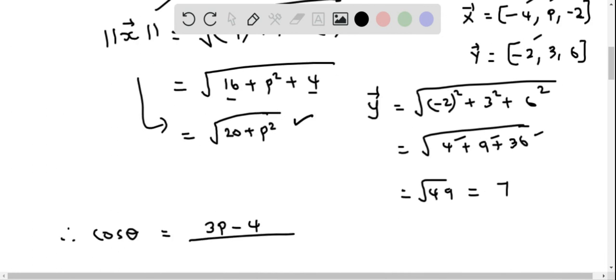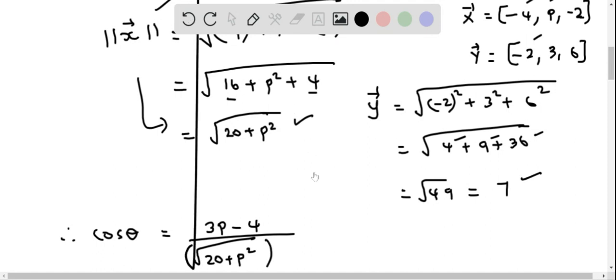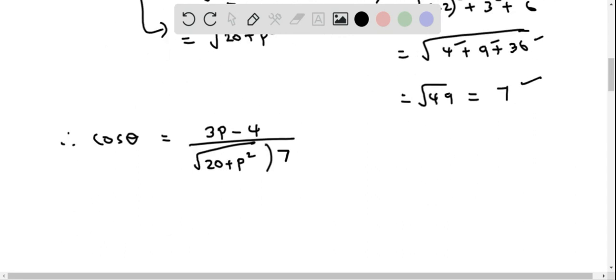The magnitude of x vector is square root of 20 plus p squared, and the magnitude of y vector is 7. So this must be multiplied, sorry for that, this must be multiplied with the 7, or else we can write this as (3p minus 4) divided by 7 times square root of 20 plus p squared. This is cosine theta.